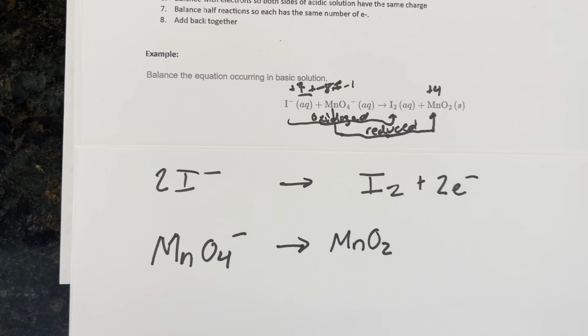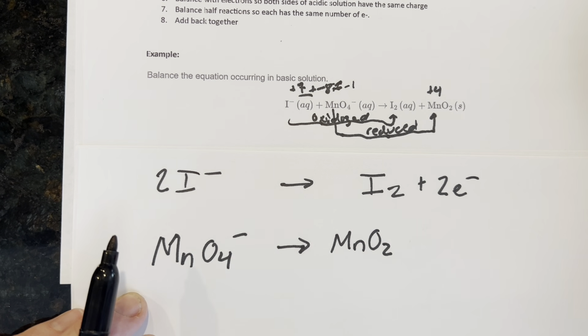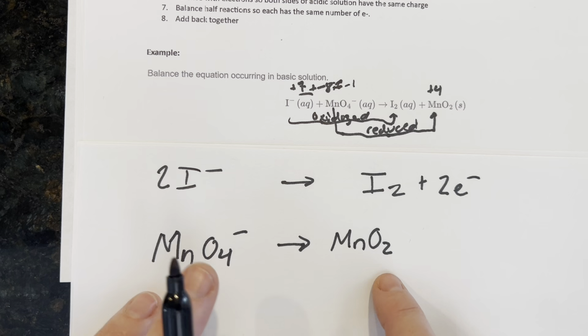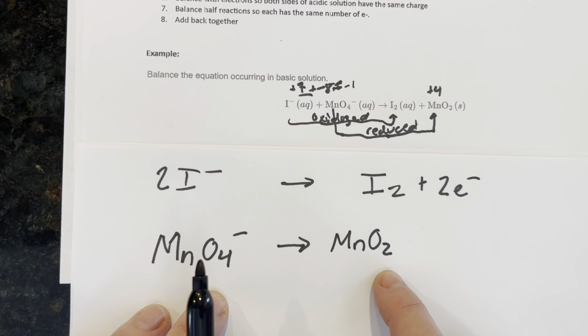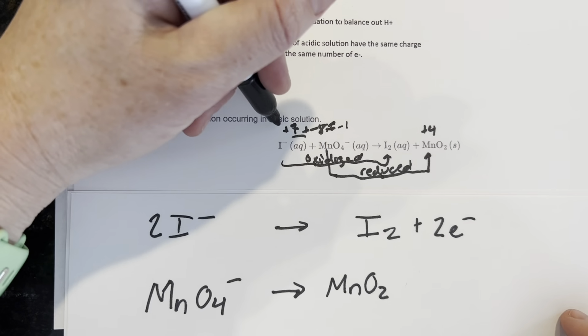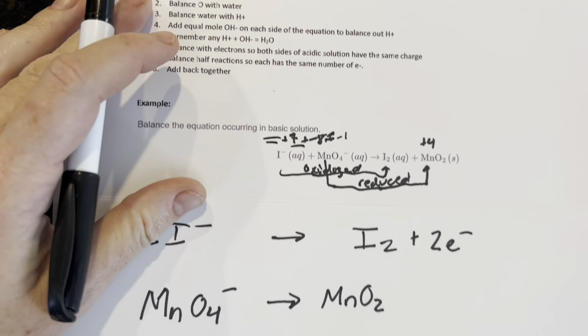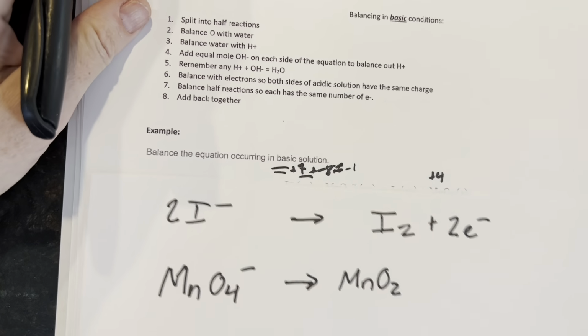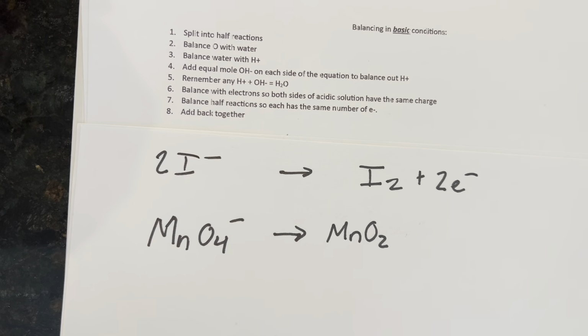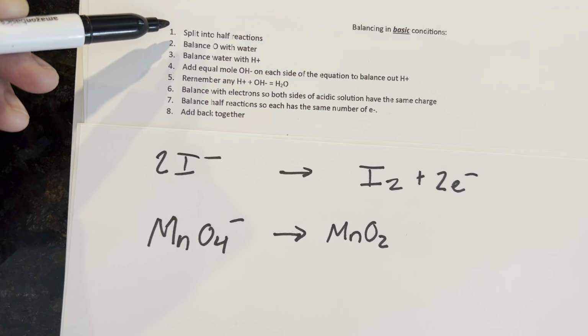All right, and again, your instinct might be to balance this immediately with electrons, but keep in mind the oxygens on each side are different. So that's when you're like, wait, what are we doing? Yeah, we're balancing in a basic solution. So what that means is we're going to have to follow a new set of rules that we haven't gone over until now. All right, so split into half reactions, check.